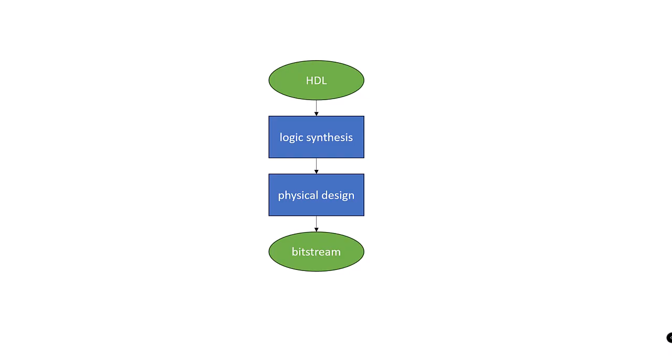Implementing logic starts with a hardware description language. We then use logic synthesis to turn that abstract logic description into an efficient logical set of gates. Next, physical design determines how to map those logic gates into silicon. The result, in the case of an FPGA, is a bit stream that we can load into the field programmable gate array.